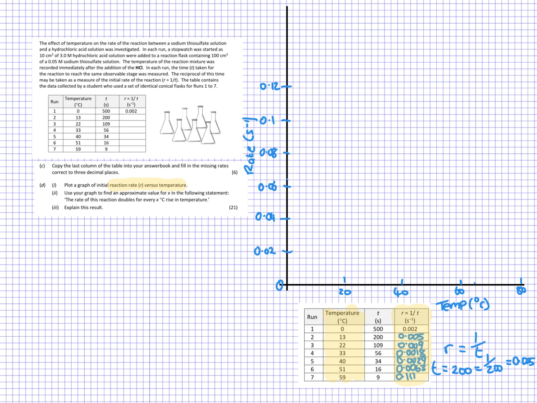Now, a reminder, when you're doing a graph, you need to make sure that you have a scale. As you can see, I have a scale here on the side. Scale meaning it's going up in equal units. So this is going up in units of 0.02, because you've got 0.02, 0.04, 0.06, 0.08, 0.1 and 0.12.